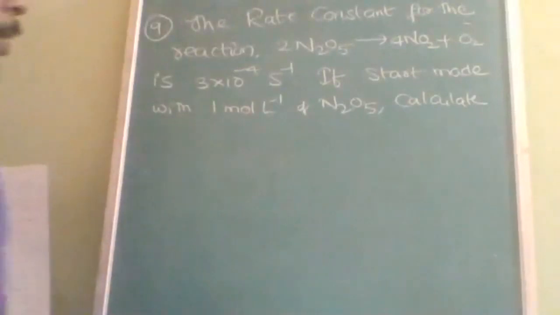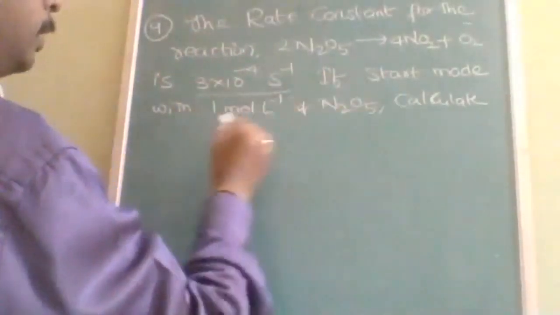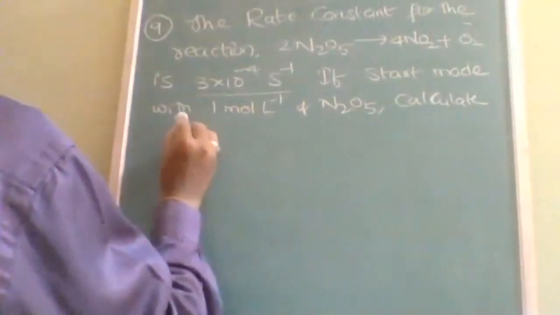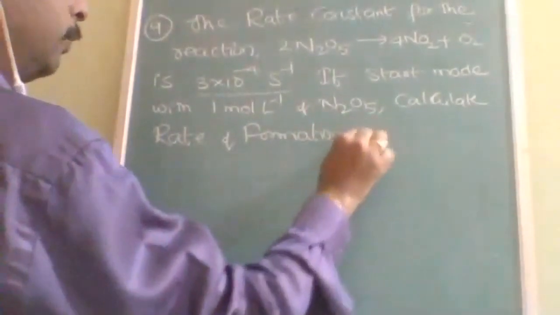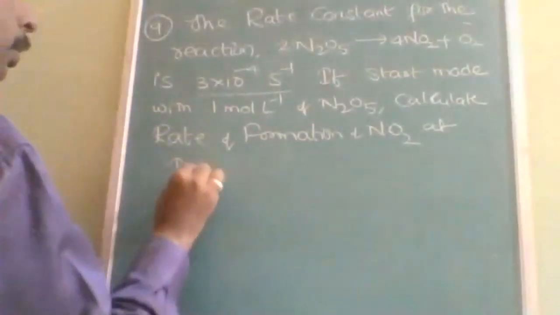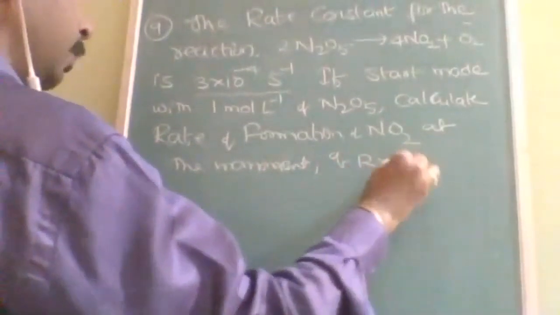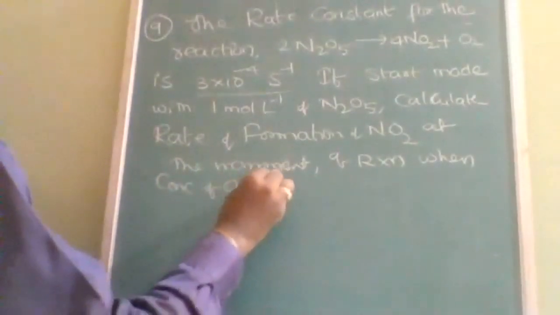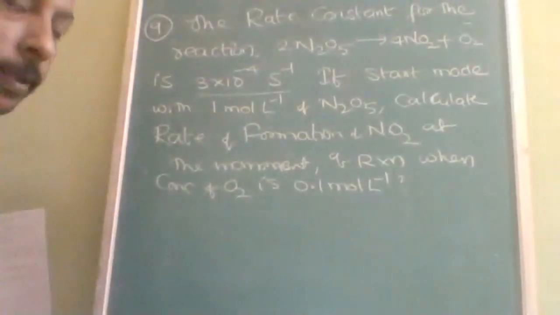This is one of the lengthy, very good questions. Calculation and trick both are combined here. The rate constant for this reaction is given. If the reaction is started with 1 mole per liter, that is 1 molarity of N2O5, calculate the rate of formation of NO2 at the moment, not initially, at the moment of reaction when the concentration of O2 is 0.1 mole per liter.